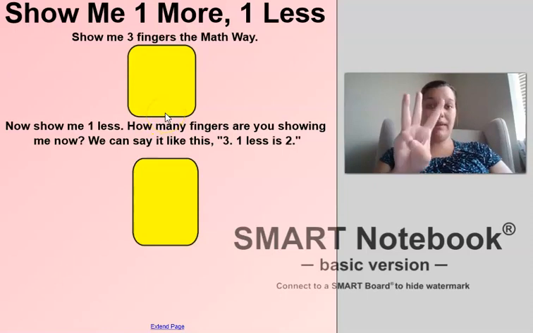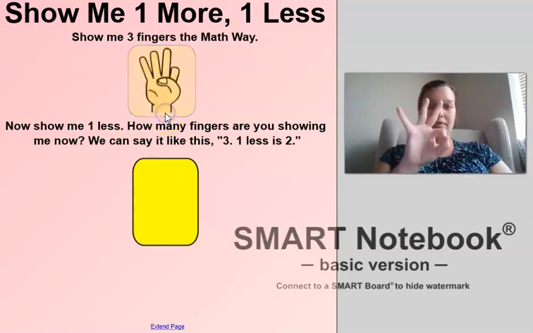Show me 3 fingers the math way. And now show me 1 less. How many fingers do you have now? 1, 2. So we can say 3 and 1 less is 2.